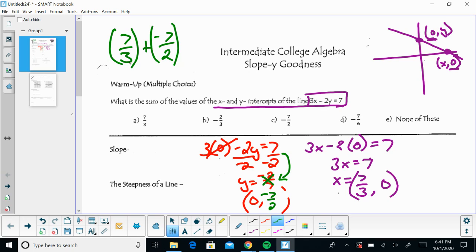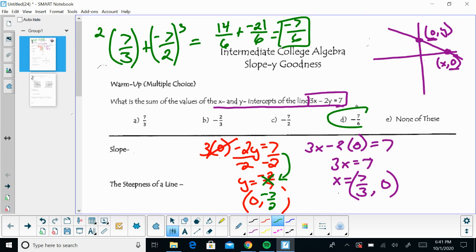So what do I need to multiply the first denominator by to get 6? Well, I'd multiply it by 2. Second one, I'd multiply it by 3. So I'd have 14/6 plus a negative 21/6, which would give me negative 7/6. So the sum of my two intercepts would be negative 7/6.